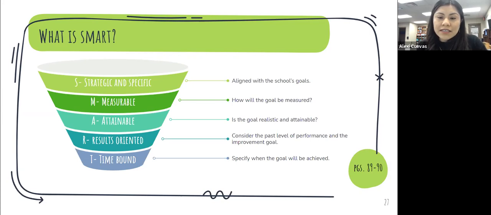The A is for attainable. Is the goal realistic and attainable? Are you setting a realistic goal that can be attained that school year? The R is for results oriented, and you have to consider the past level performance and then use that to create your improvement goal. And we'll talk more about that in a little bit. And then the T is for time bound. Specify when the goal will be achieved, make sure that you are giving yourself enough time to achieve this goal.